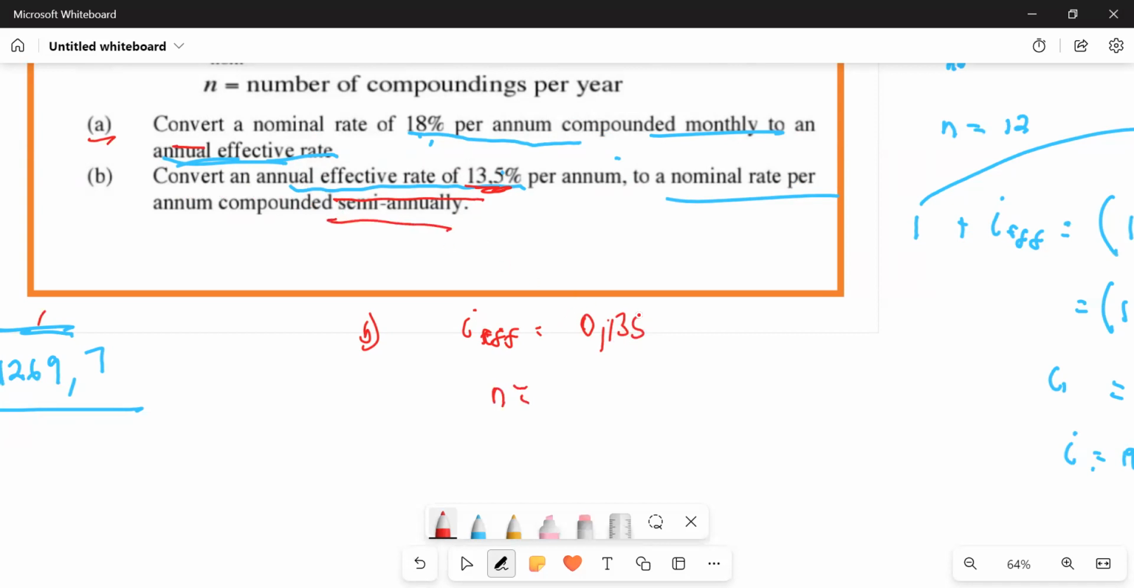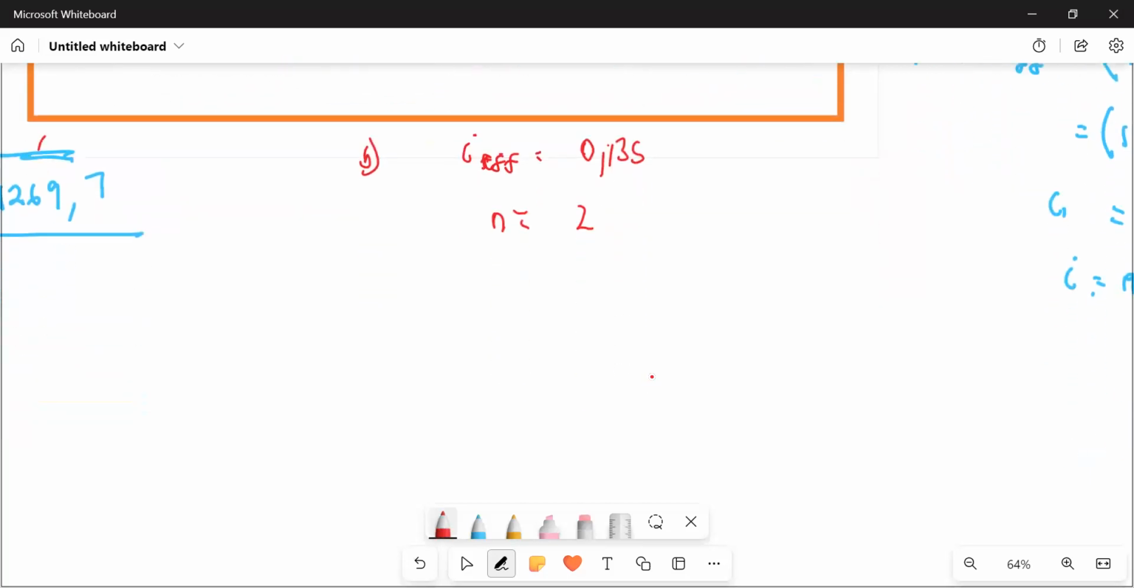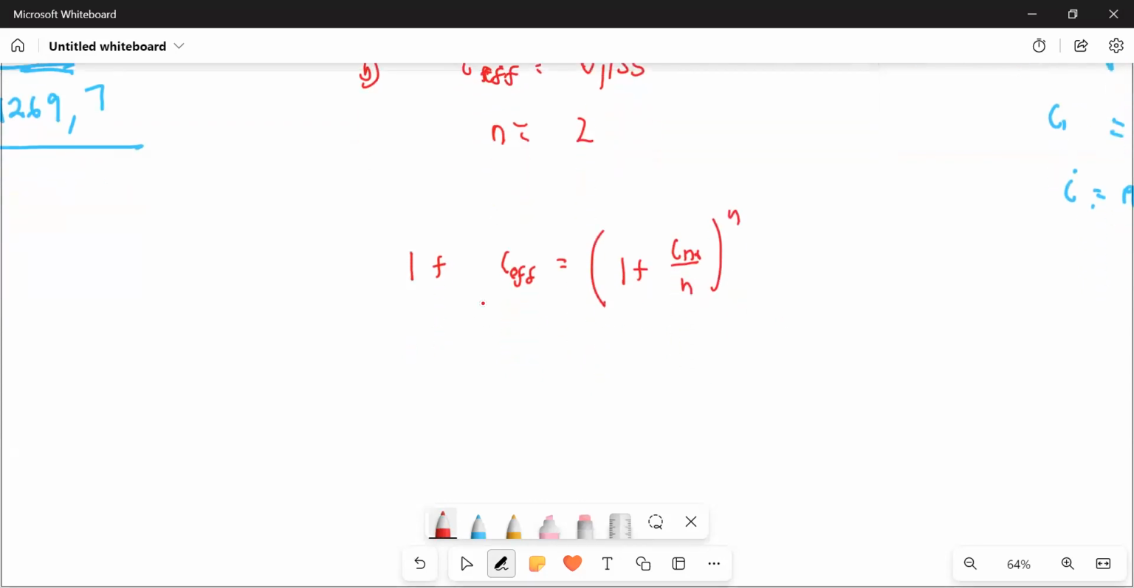It's compounded semi-annually. So what is going to be our N? It's 2. And then we go and substitute on the formula. What does the formula say? It says 1 plus I effective, which is going to be equal to open bracket, 1 plus I nominal all over N, to the power of N. Okay, let's go and substitute then. We know what is I effective. It's 0.135. This is plus 1.